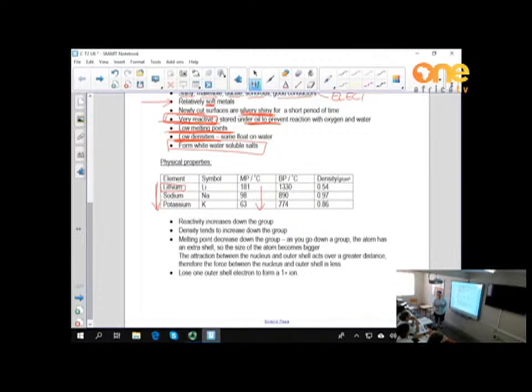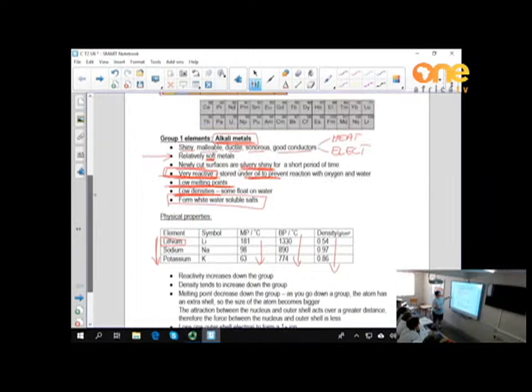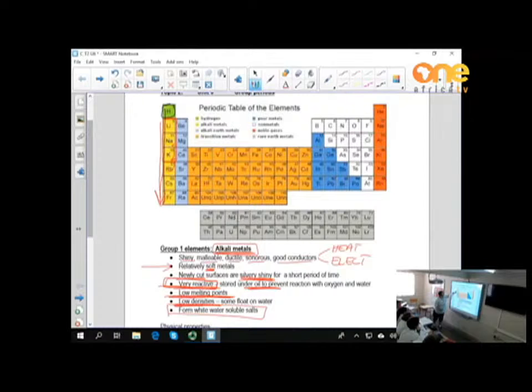General trends. Usually they will give you the values, and they will say discuss the trend. So in general, melting point and boiling point decrease as we go down a group. Density tends to increase as we go down the group. Eventually as we move down this group, these ones are less dense, but maybe over here they will be more dense than water and they will sink.